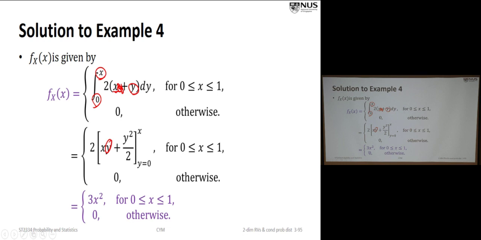Make sure that your f of x will not have any y there. If you still have a y there, something is wrong with your integration. F of x, the density function of x, should not involve any y. But the same is not true for this one. The conditional distribution of x given y is a function of x, but you may also see a y there, because it also depends on y.